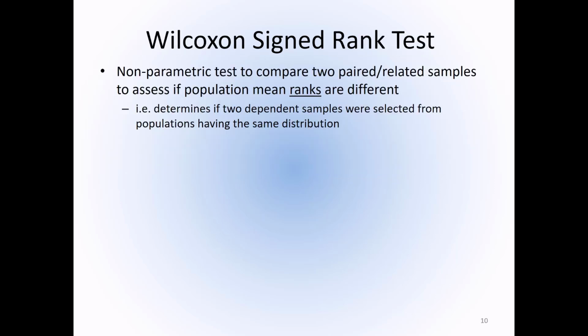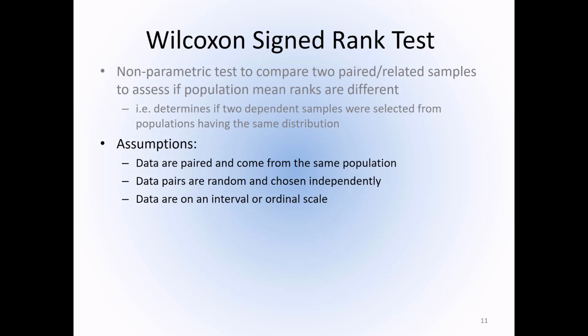So this test is used to compare 2 paired samples to assess if a population mean ranks are different. So we're going to determine if 2 dependent samples were selected from a population having the same distribution. Some important assumptions that we're going to make for this particular test are that the data are paired and they're coming from the same population, that those data pairs are random and independent, and that the data are on some type of interval or ordinal scale. And we're going to see what this means when we move forward into the example.